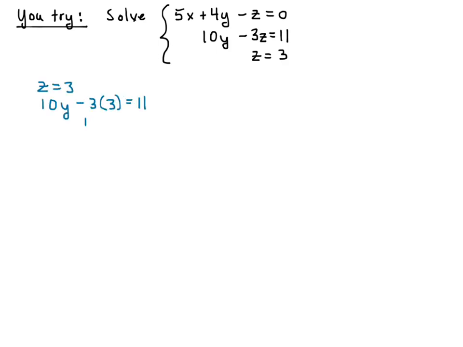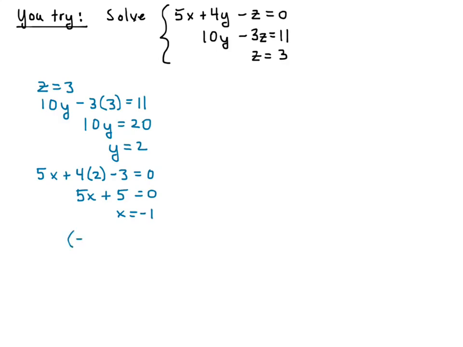Okay, so first thing we do is take the z, solve for y, and then we solve for x, and we get our solution. So we take that z, we stick it in that second equation, 10y minus 3 times 3 equals 11. So we'll find that we add 9 to both sides, we get 10y equals 20, y equals 2. And then we'll put both the 2 and the 3 in the first equation. And we get negative 1 for x.